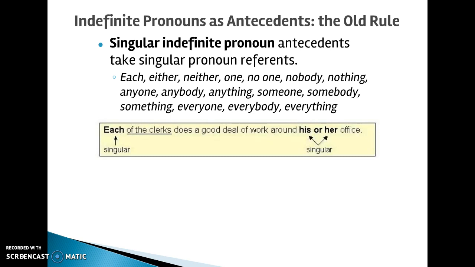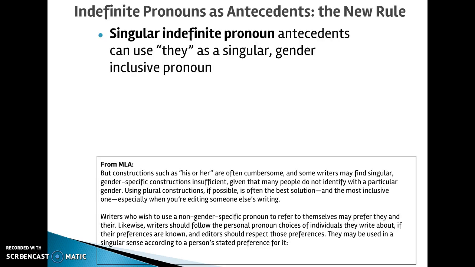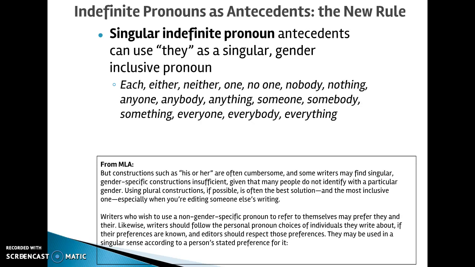So in the past, we would say each of the clerks does a good deal of work around his or her office because each is singular, right? Each of the clerks is being considered separately, so it's singular, and then his or her office would be the correct pronoun. However, this has changed recently. This is directly from the MLA, so this is a sanctioned change in the grammar rules. Now, singular indefinite pronoun antecedents can use they as a singular gender inclusive pronoun.